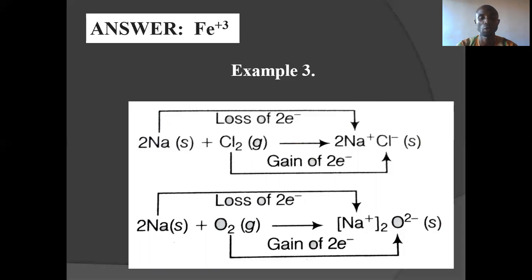The reaction is also between sodium and oxygen. We can also show that oxidation occurs from sodium atom to sodium ion, and oxygen atom or molecule to oxide ion is a gain. That one is a reduction, with a gain of 2 electrons.